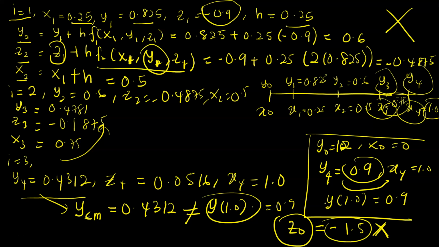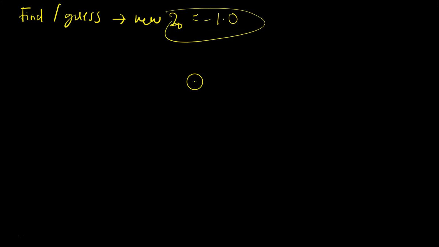And then when this one is not correct, we need to repeat the same process, which is here. This is the next step. You need to find or guess a new Z0. If you refer to the module, page 141, the new Z0 is equal to negative 1.0. So I will use the same value as given in the example.